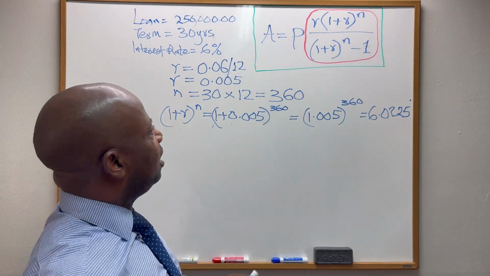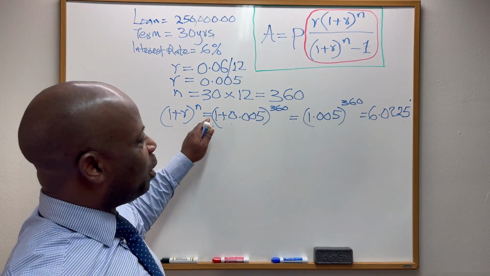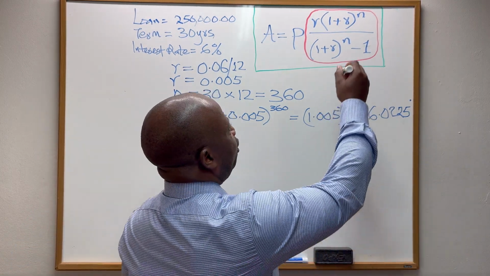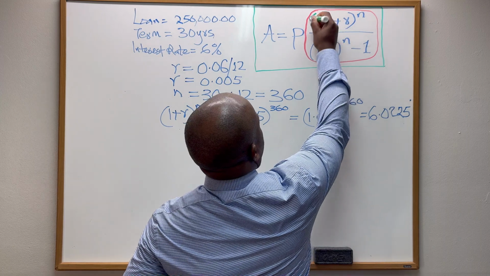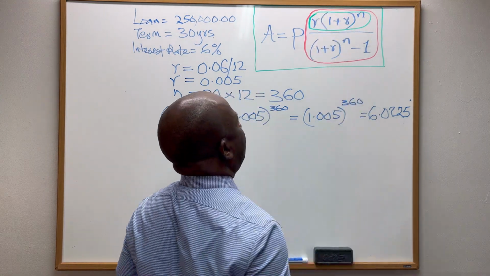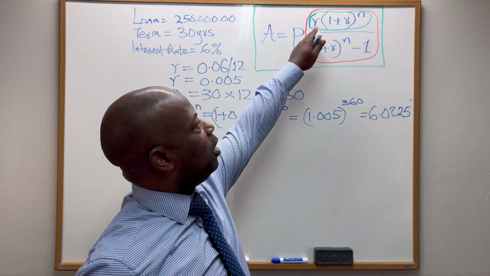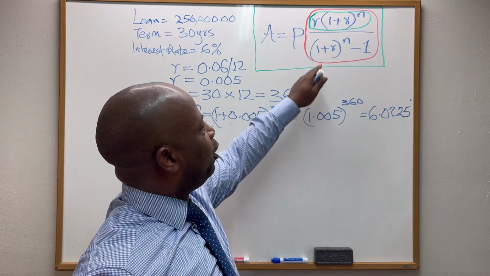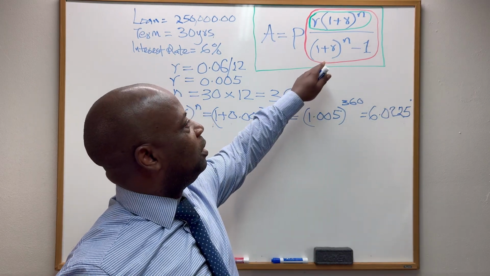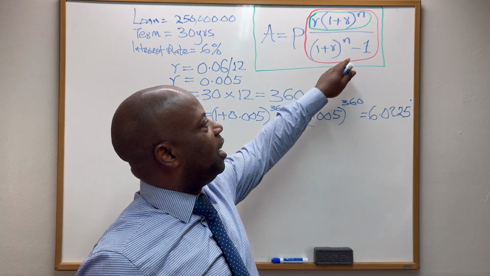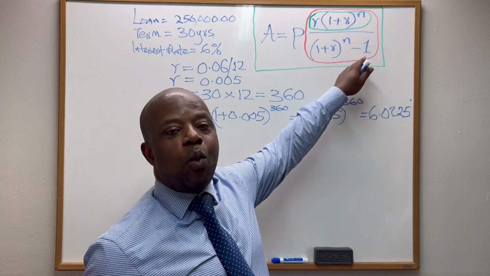Now we'll see that once we have 1 plus r raised to power n, we are practically done. Because for the numerator, the top part of the calculation, I simply just need to multiply that by r. And for the lower part of the calculation, the denominator, I simply need to subtract 1 from it.